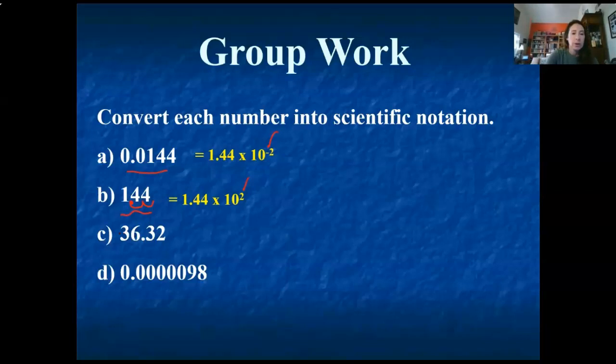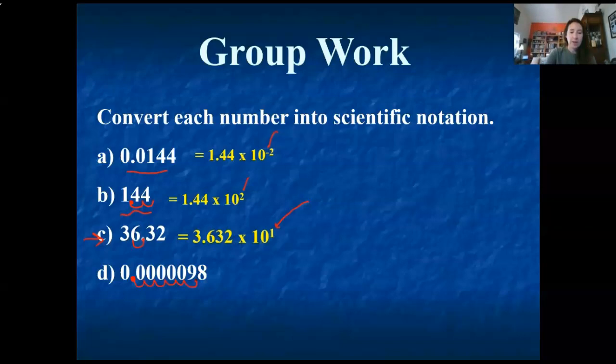So now, for this one, C, we're going to move our decimal place 1. And so when we do this, we get 3.632 times 10 to the 1. I get this question all the time. Do you need the 1 there? Yes, you do need the 1 there, right? So that means you moved the decimal 1 place. Okay, so now this one again would be an excellent reason of why we use scientific notation. So here's our original decimal place, and we're going to move it 1, 2, 3, 4, 5, 6 places.